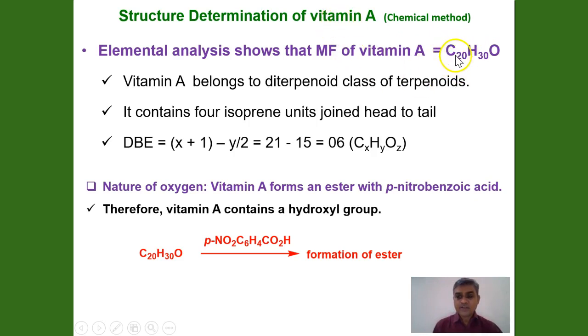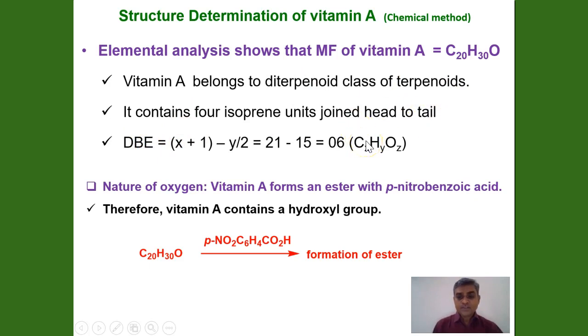Since it contains 20 carbon atoms, we can assume that there are 4 isoprene units, and according to the isoprene rule, they may be joined through head to tail linkage. Since it contains 20 carbon atoms, it belongs to a class of diterpenoid. Another piece of information from this molecular formula is the degree of unsaturation or the double bond equivalence. Double bond equivalence, or degree of unsaturation, means how many double bonds or how many rings vitamin A contains.